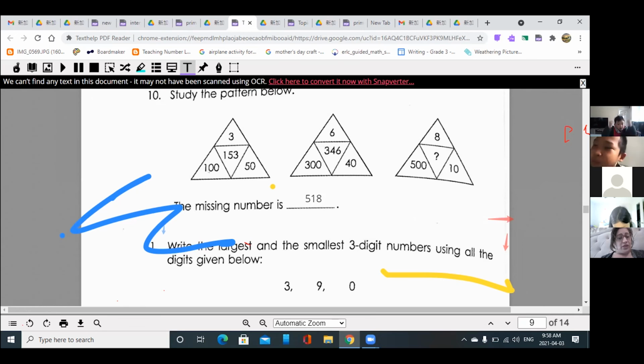Do we have numbers that are in the hundreds? Yeah, we do. 100, 300, 500. Do we have numbers that are in the tens, please? We sure do. 50, look at this family. 40, look at this family here. 10. Do we have numbers that are in the ones, please?